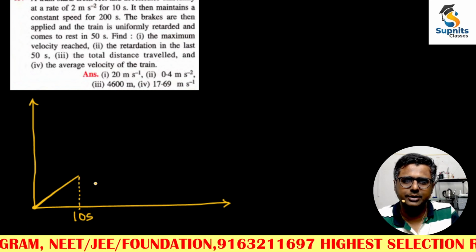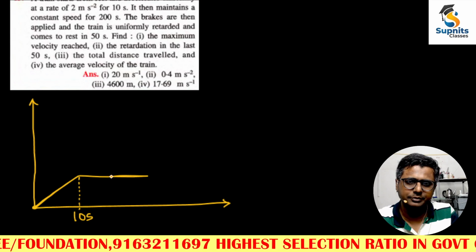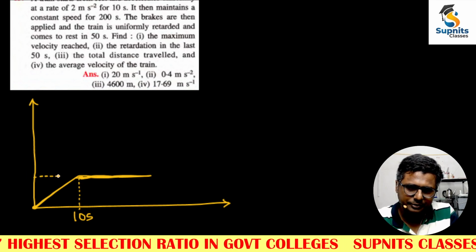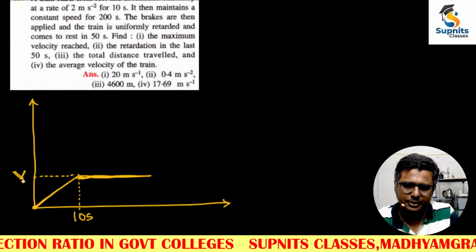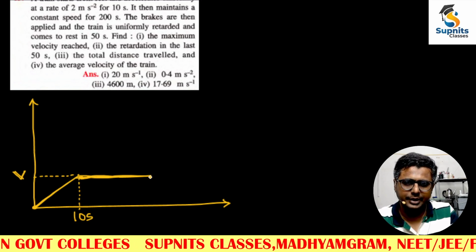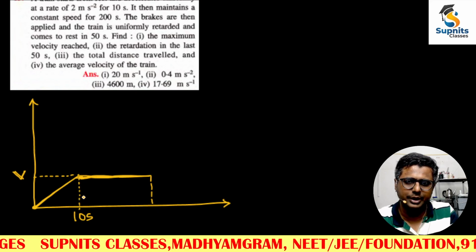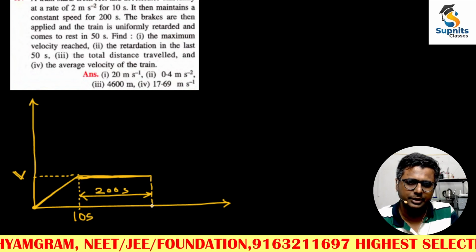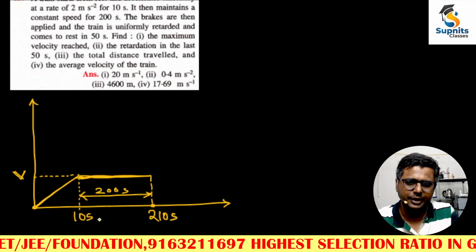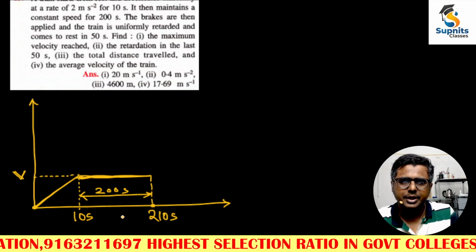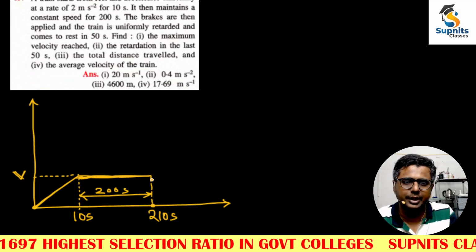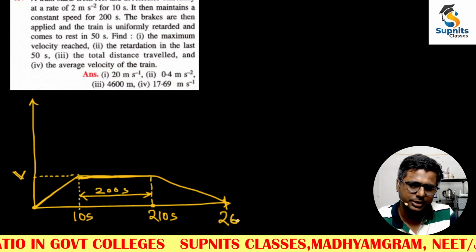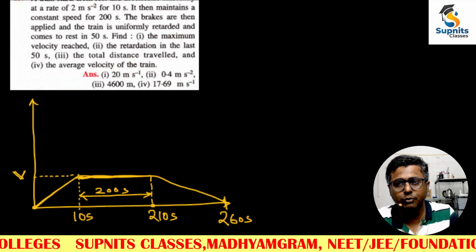Next, it maintains a constant speed. I don't know this speed, right? So I'll write this as V. Constant speed for 200 seconds, so the time scale will be 210 seconds, right? 10 seconds plus 200 seconds is 210 seconds. Next it is said it is uniformly retarded and comes to rest in another 50 seconds. So this will be 260 seconds. Understood this one? Now we are going to solve the problem.